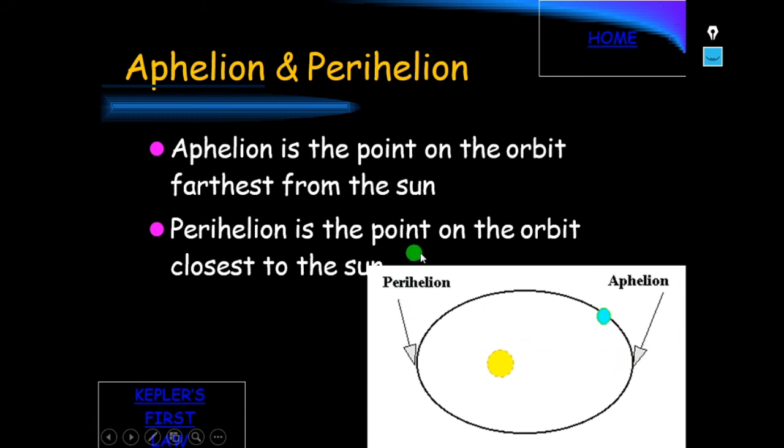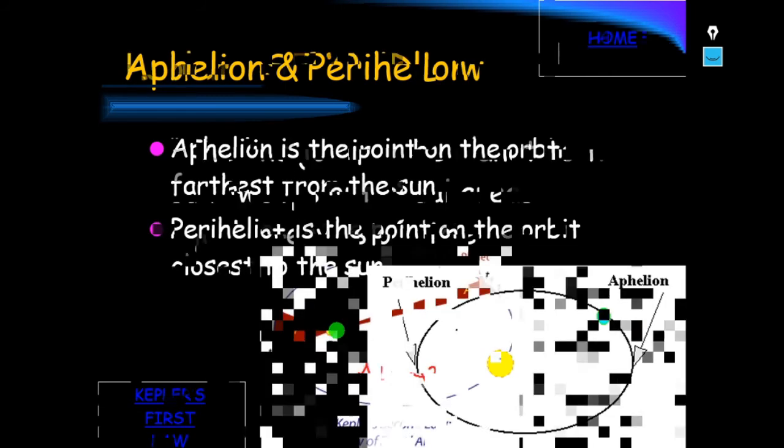And perihelion is the point on the orbit closest to the sun, or nearer to the sun. So this point is very near to the sun. So this point is called perihelion. So helion means sun, peri means near, ap means far. So perihelion means nearer to the sun, aphelion means farther from the sun.